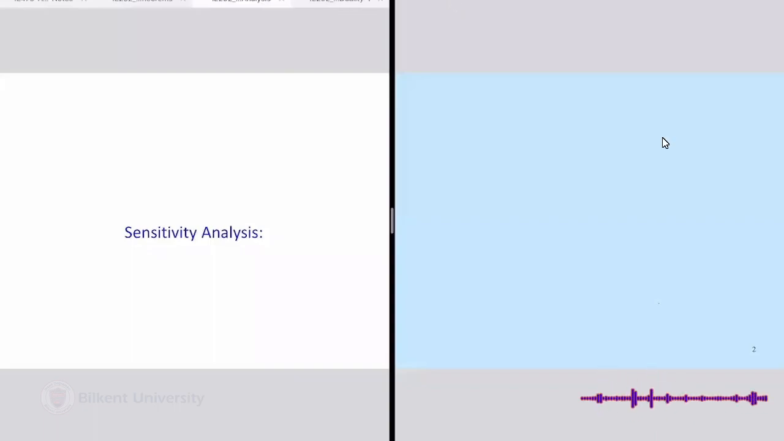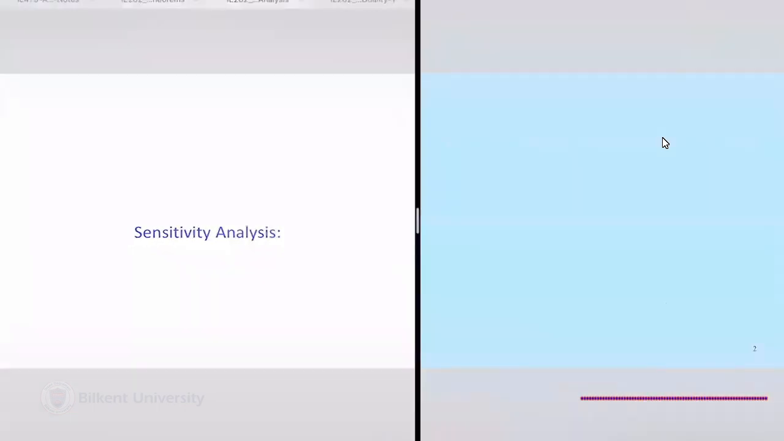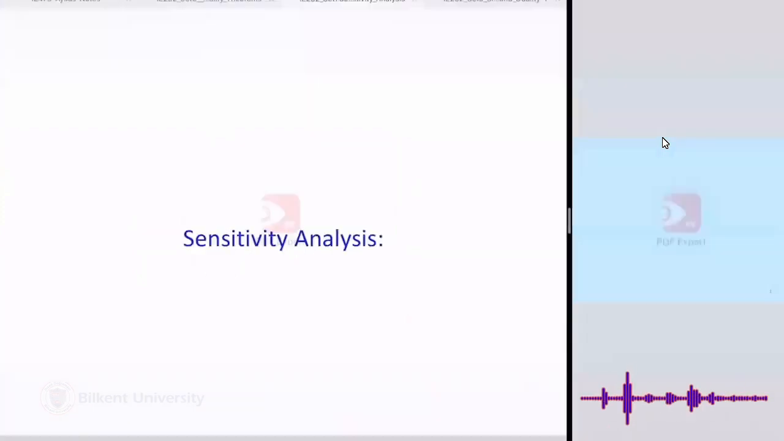Okay. Good morning, everyone. We were talking about sensitivity analysis. We just started sensitivity analysis last Monday. Today's topic is, again, sensitivity analysis. I'm sure we will be finished with this set of slides as of today.